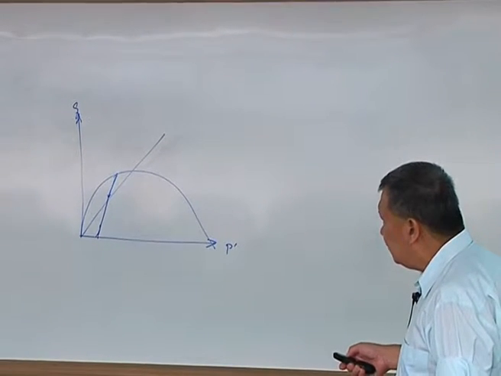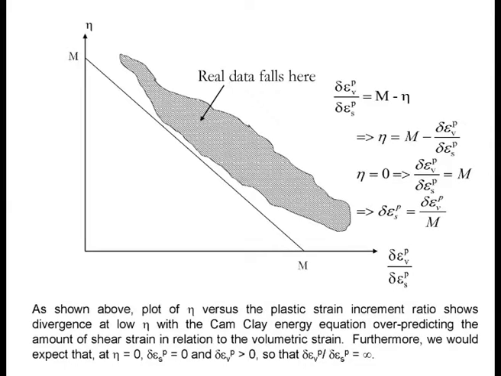based on this equation, eta equals 0, the epsilon Vp over the epsilon Sp equals m. Because the epsilon Vp over the epsilon Sp equals m, you just cross multiply: the delta epsilon Sp equals delta epsilon Vp over m. Now, you realize that when eta equals 0, you are having an isotropic compression situation. So this equation is telling you that when you compress a soil isotropically, it actually distorts.